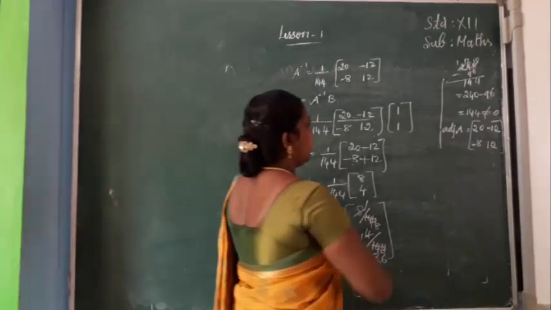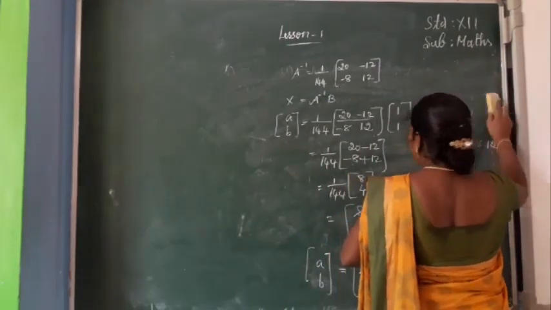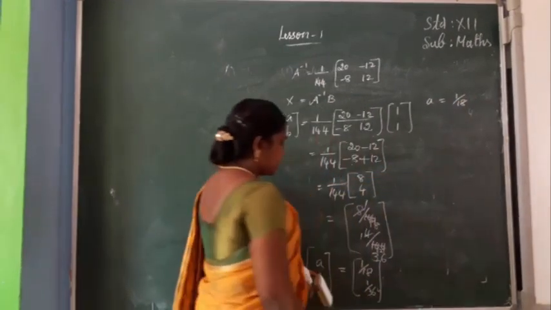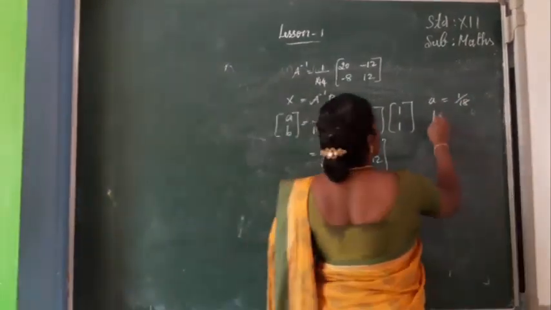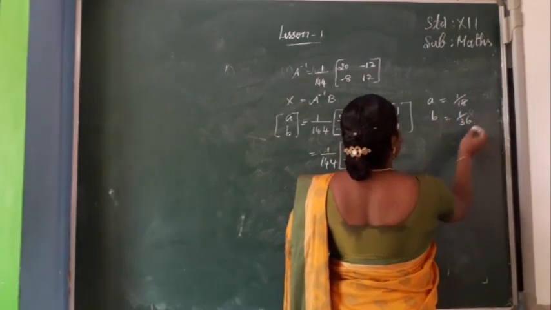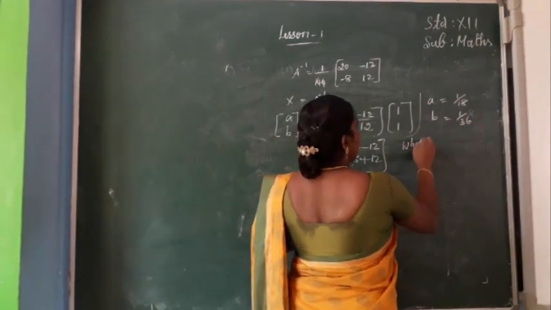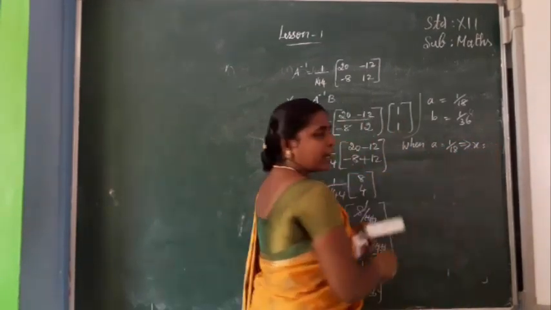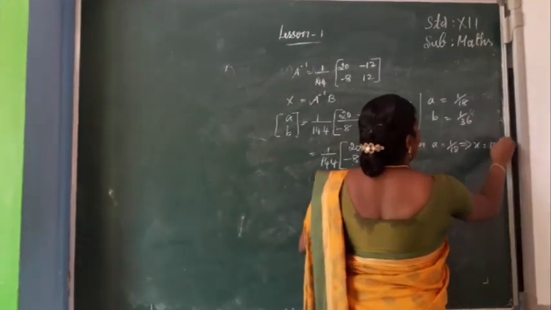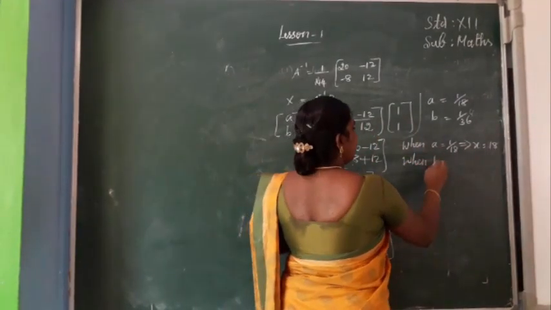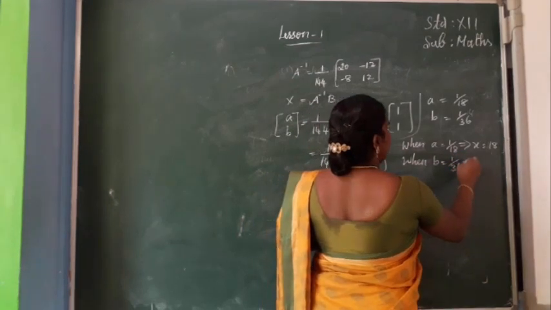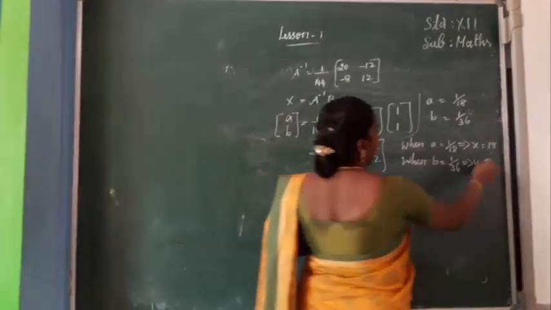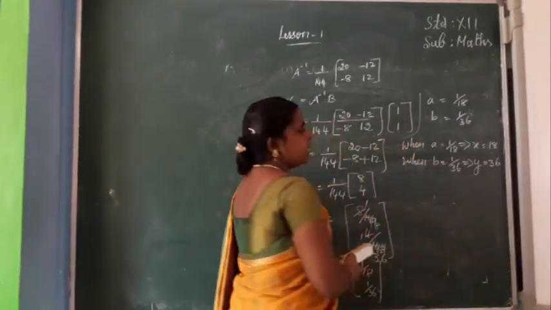Okay. But we need x and y. So after getting this, you have to write A equal to 1 by 18. Next B equal to 1 by 36. Then A equal to 1 by 18, which implies x equal to reciprocal of 1 by 18, is 18. When B equal to 1 by 36, which implies y equal to reciprocal of 1 by 36, is 36. So y equal to 36. Okay, now we got x and y value.